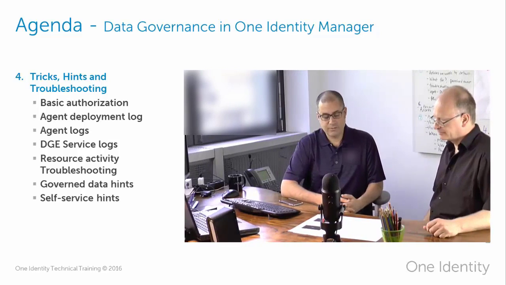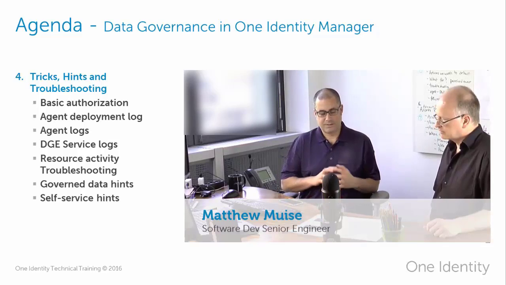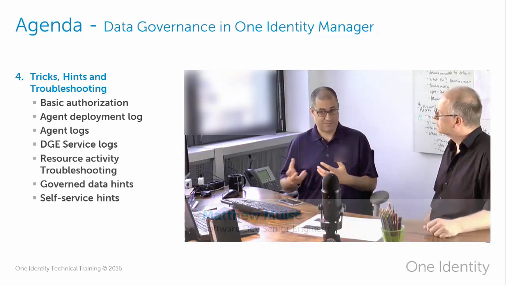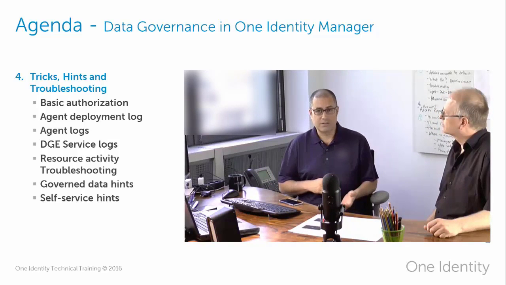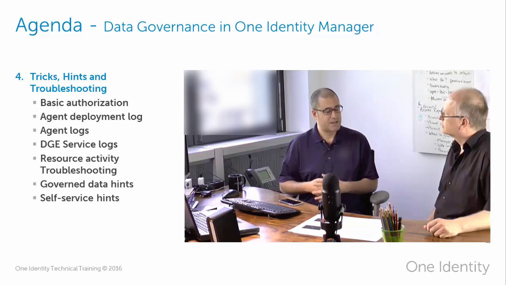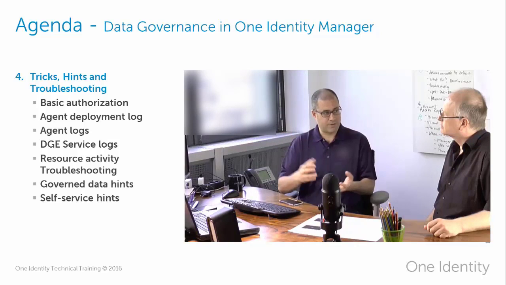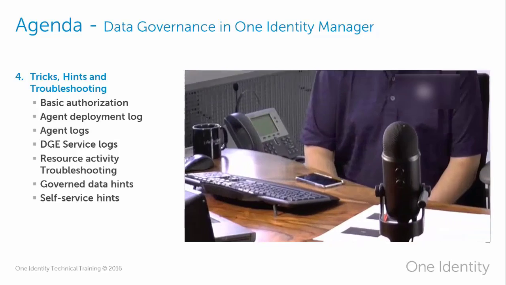In this video, we're going to talk about some basic troubleshooting for data governance. We're going to talk about where to find information about what may be going wrong, about the logs on the agent side and on the server side. We'll talk about some common issues that people run into with data governance, as well as how to troubleshoot resource activity that the agents are collecting and make sure that data is flowing all the way up into the database. Cool, let's start with that.